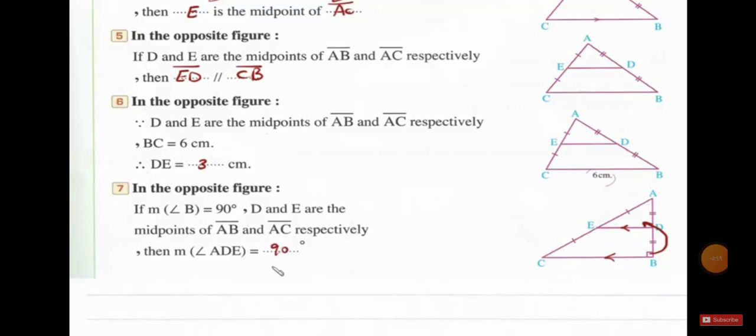Number 7: ABC is a triangle and ED is parallel to BC and the measure of angle B equals 90 degrees. Then we can say the measure of angle ADE equals the measure of angle B, equals 90 degrees, because they are corresponding angles.